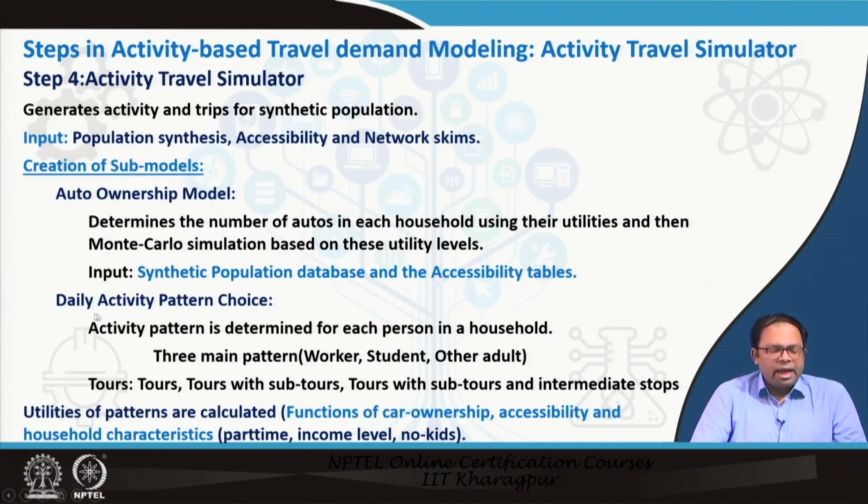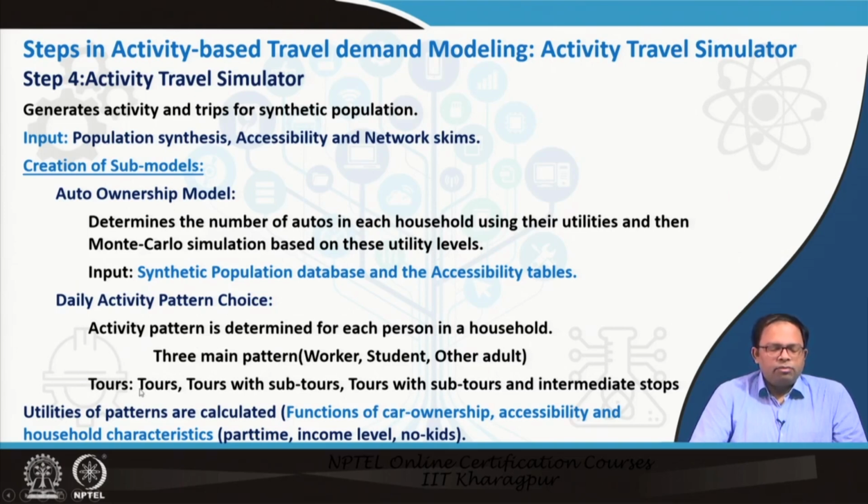Then comes the activity pattern choice. This is again another set of utility equations where we choose the activity pattern. There are three main patterns. We choose the activity pattern for each person in the household. The pattern is either that he is a worker, a student, or an other adult. So either he goes to work, he goes to college, or he is somebody else.